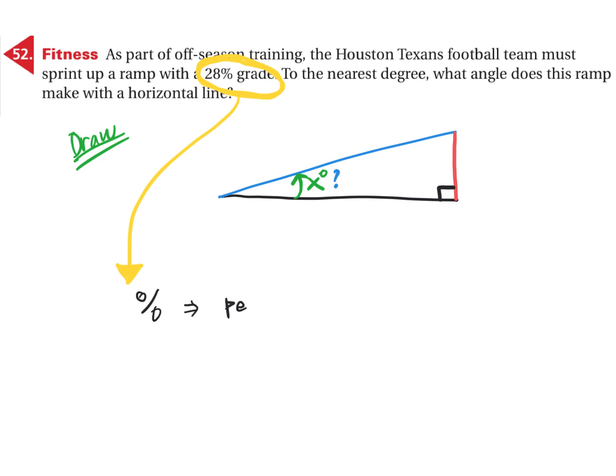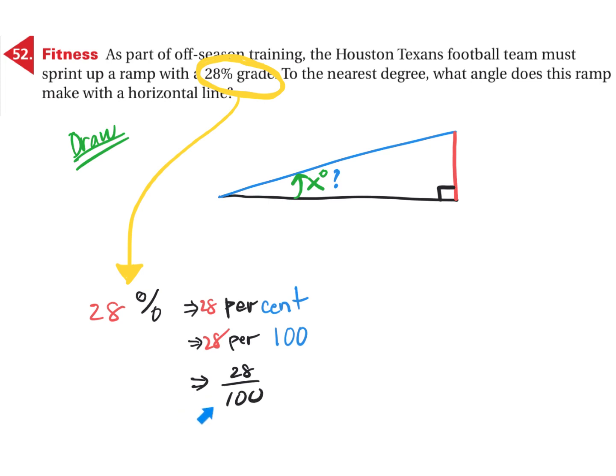Percent, spelled out, is per cent, which means per 100, because there's 100 cents in a dollar, there's 100 years in a century. The word or prefix or suffix in this case, cent, means 100. So when we say 28%, we mean 28 per 100.